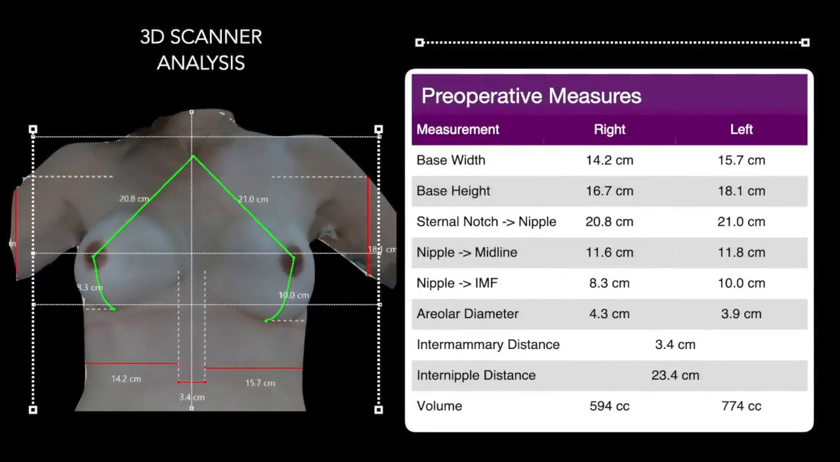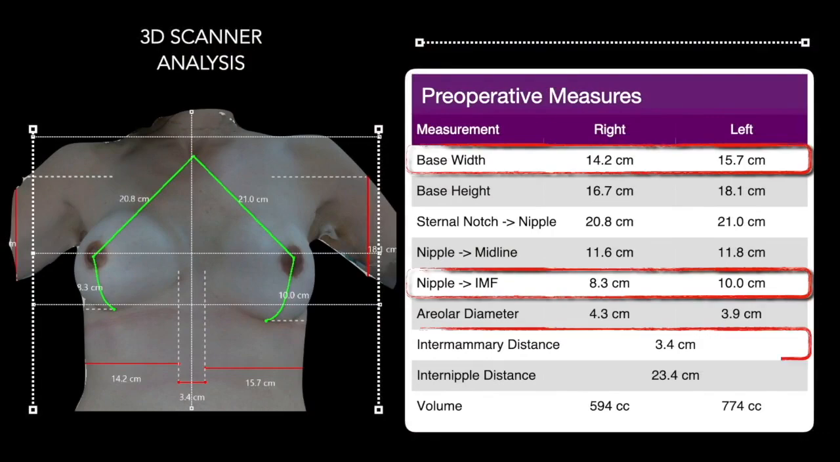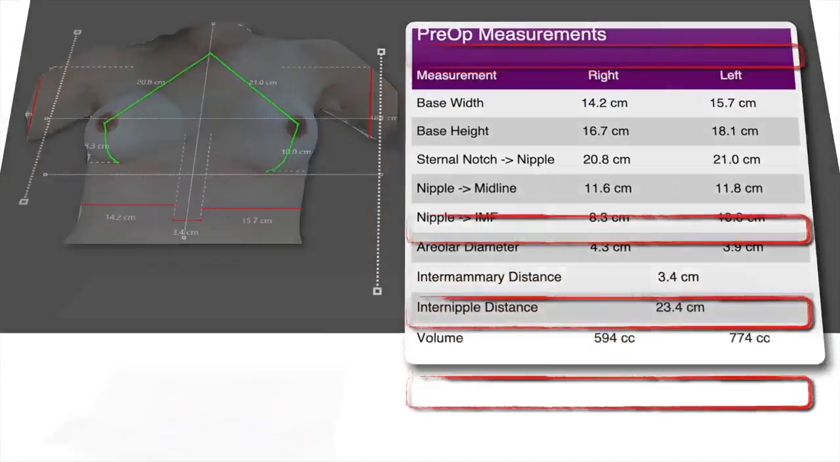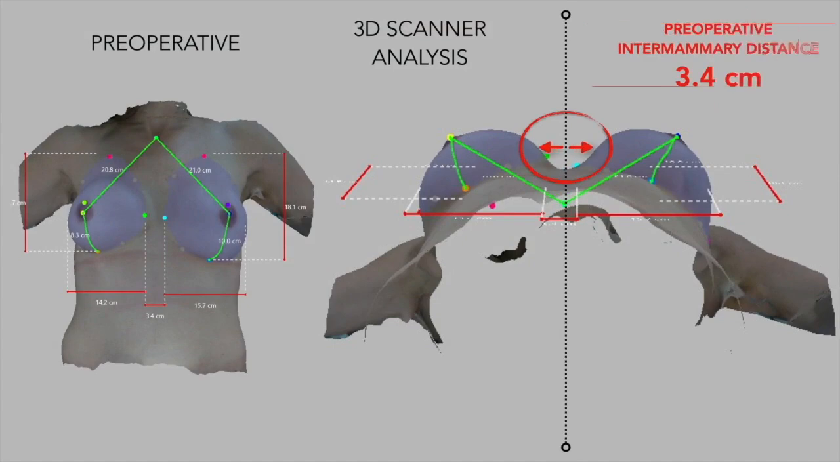This is our 3D scanner analysis where you can see the difference between the breast width, the nipple to IMF distance, intermammary distance, and the volume between the right and left side. And here you can note very clearly the intermammary distance in the preoperative. It is almost 3.4 centimeters.